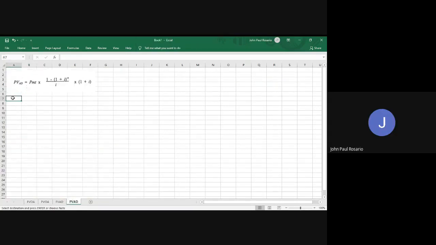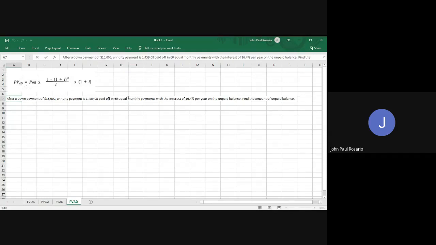So let's try this problem. After a down payment of 15,000, the annuity payment is 1,459, paid off in 60 equal monthly payments paid at the beginning of the period, with interest of 16.4% per year on the unpaid balance. Find the amount of the unpaid balance.